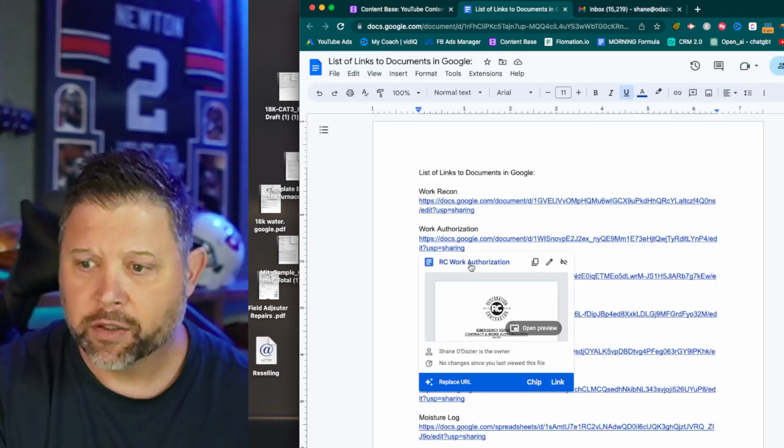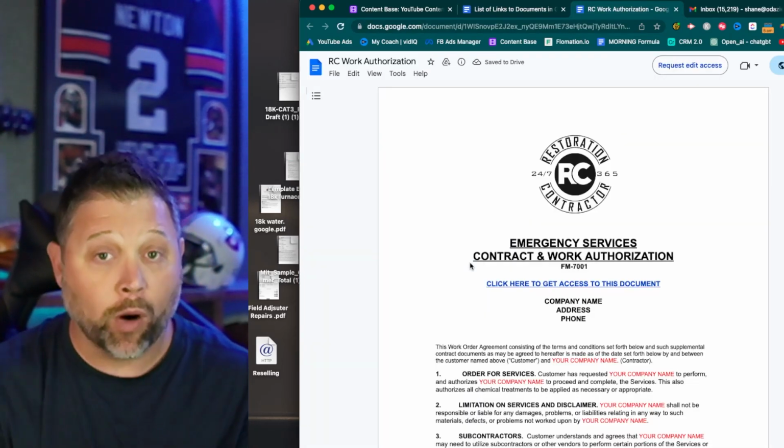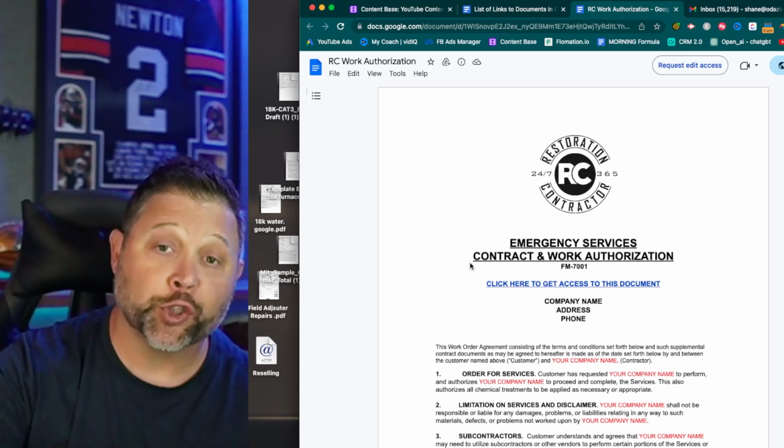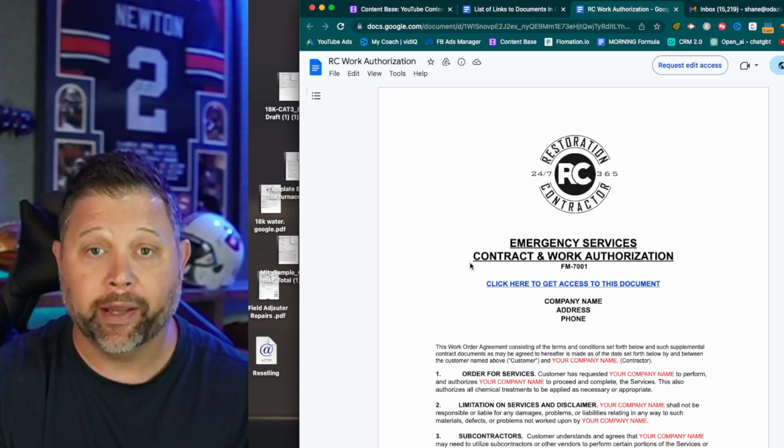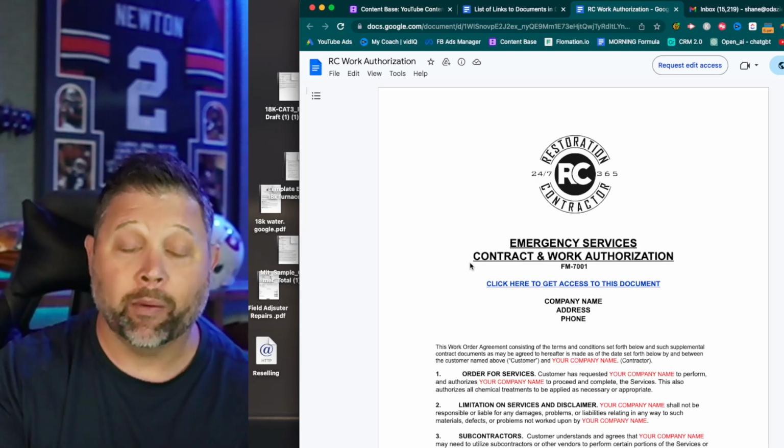Let's go to the next one. So this is our work authorization. When will we use our work authorization? Emergency services like water damage. Another one might be if there's a tree on a house, okay, storm damage, I would have them sign a work authorization and a Reconstruction agreement, okay? I would have them do both.